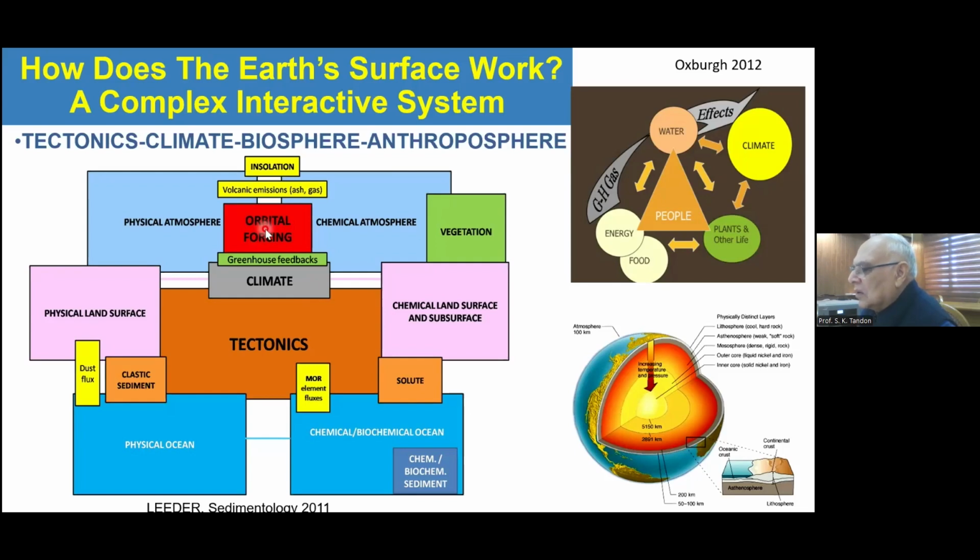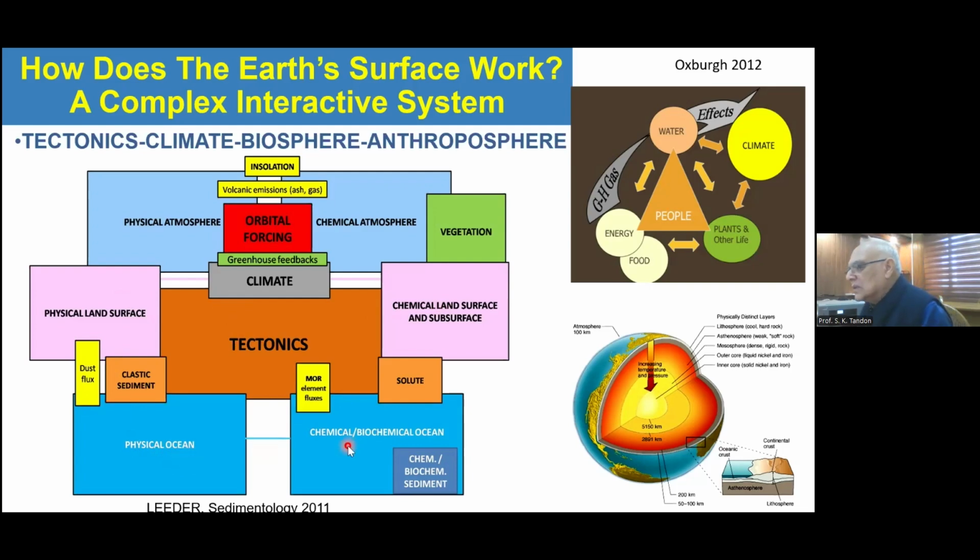And we know the Earth is an orbiting system. Orbital parameters change the geometry between the Earth and sun. And then, of course, various greenhouse feedbacks, volcanic emissions, they all together control the insolation that is there. And this climate tectonic system ultimately determines the composition and the characteristics of the physical atmosphere, the chemical atmosphere, the vegetation, and then, of course, in turn, the physical land surface, the chemical land surface, and then, of course, all of these produce sediment routing systems, which ultimately end up in the ocean.